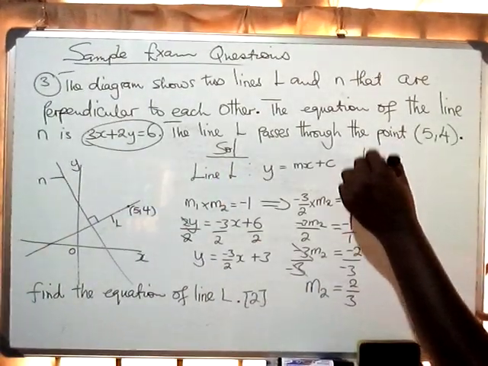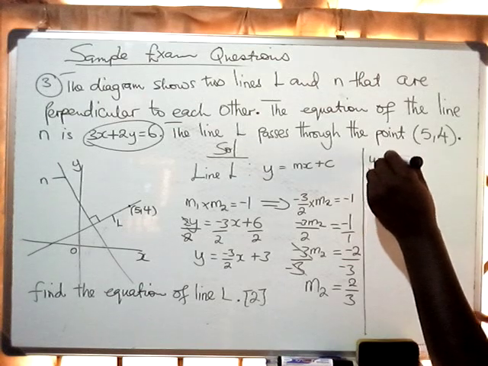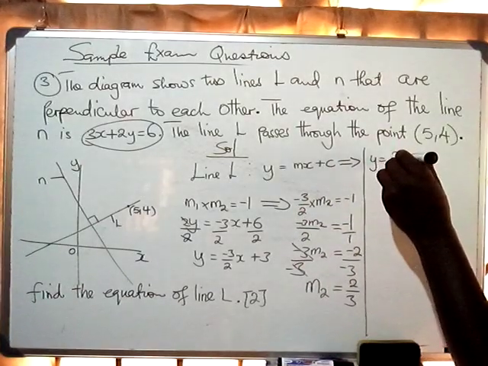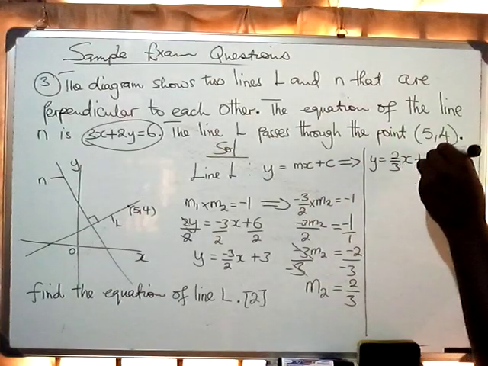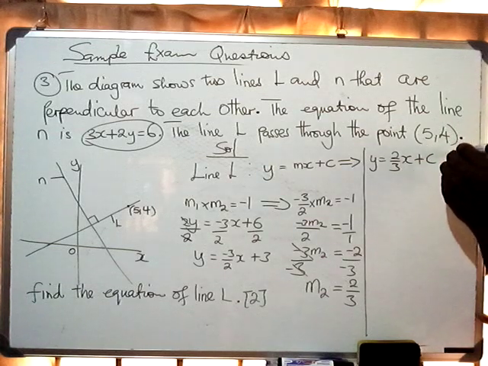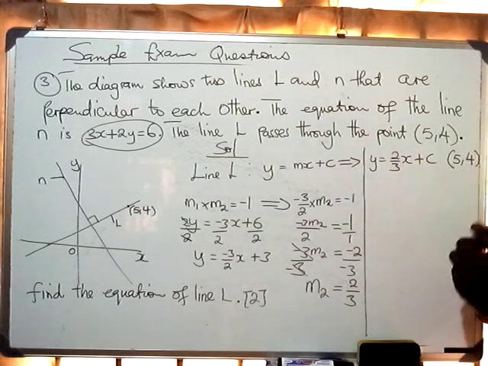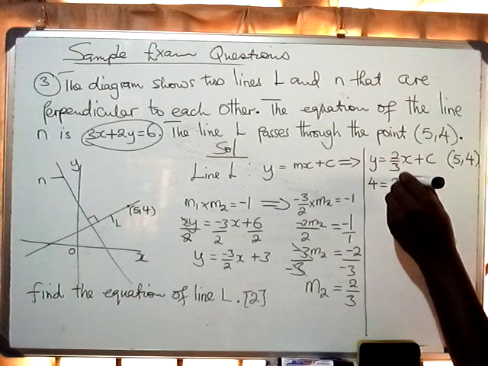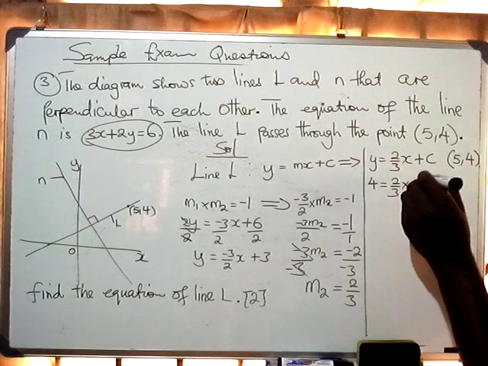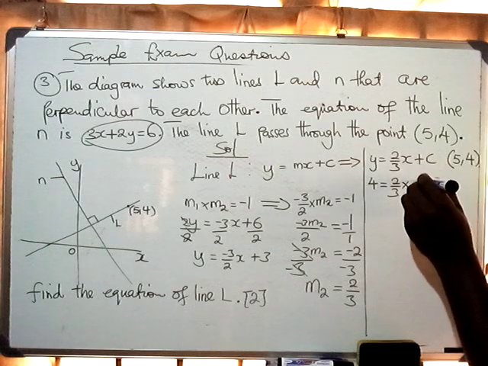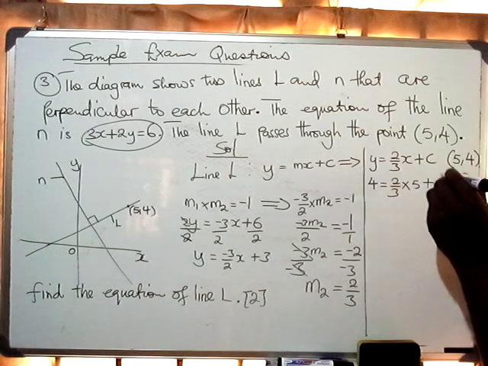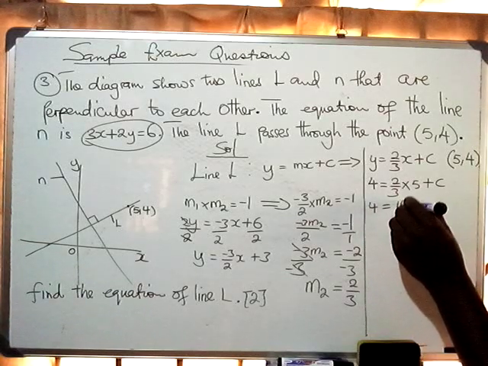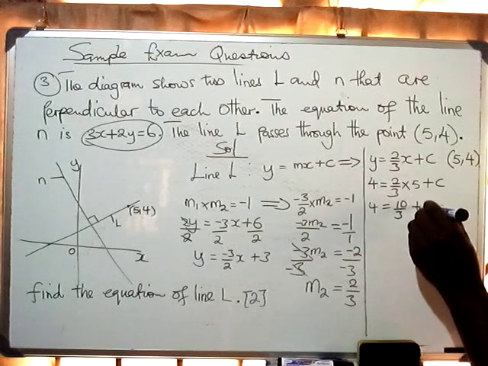Now, let us come to the issue. We have y = mx + c, where there's m, I'll put 2/3 x, then plus c. How do we find the c? This line is passing through the point, so we substitute. Where there's y, you put 4, and x is 5. So 4 = 2/3 multiplied by 5, plus c. It will be 4 = 10/3 + c.